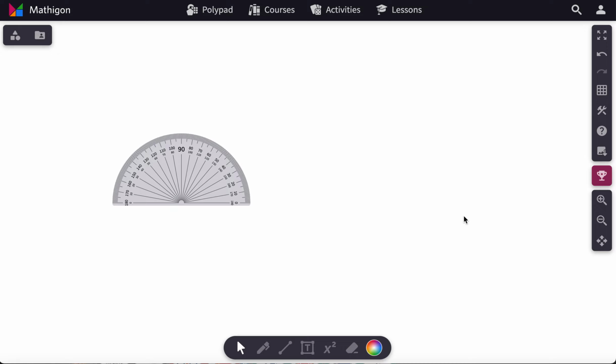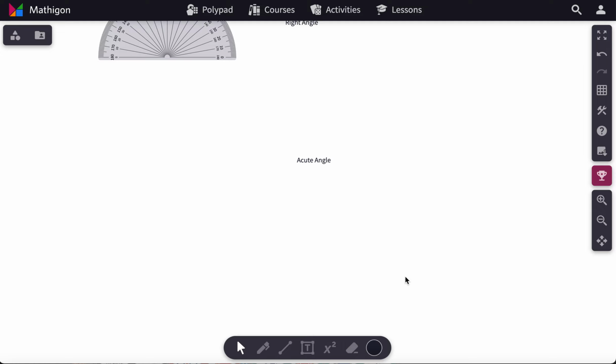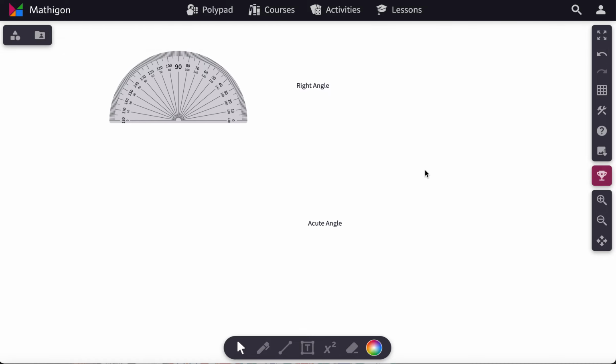So, three angles that I just want us to all remember are going to be the right angle, the acute angle, I'll type that down here, and the obtuse angle. All right. And as you can see here, I've got my protractor right here, which is our tool that measures our angles. We measure angles in degrees.